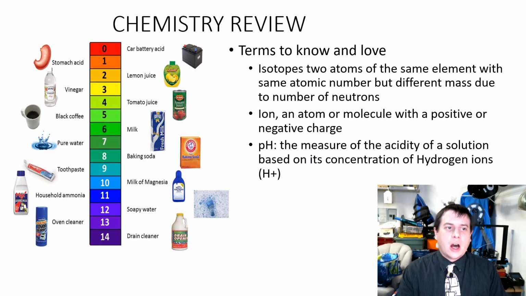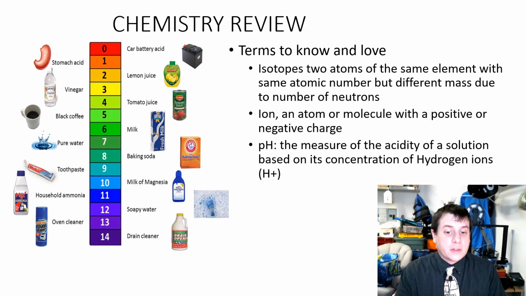All right, first off, how about a little chemistry review? You should know what an isotope is, which is when you have two atoms that are the same element, like carbon or nitrogen, and they have the same atomic number because they have the same number of protons, but they have a different mass because they have a different number of neutrons. All right. So remember, key terms here are protons, neutrons, and electrons.